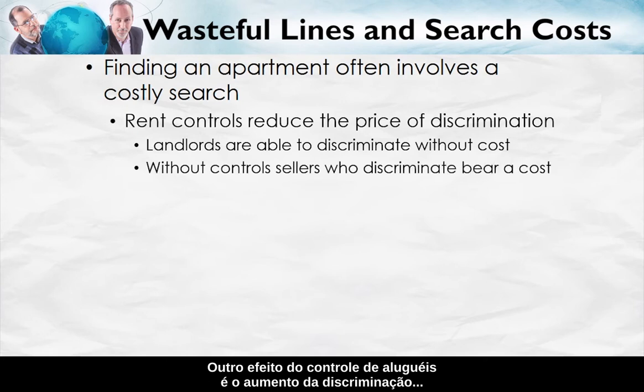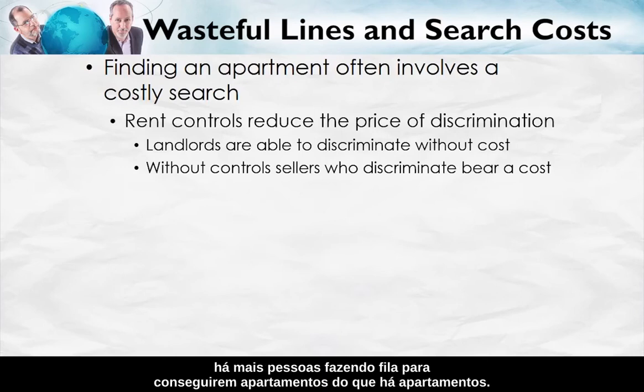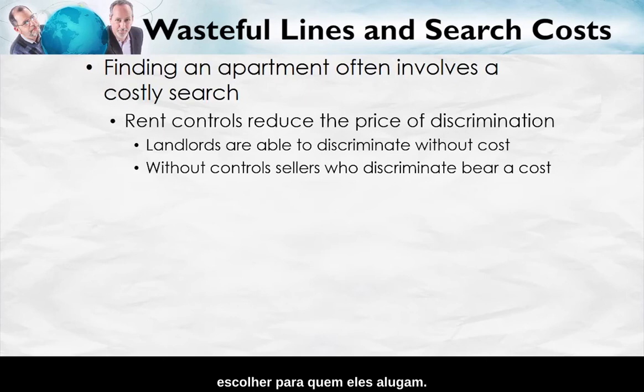Another effect of rent controls is to increase discrimination, because rent controls reduce the price of discrimination. In a free market, landlords might discriminate, but then they pay a price because it's going to take them longer to rent out the apartment. But precisely because the rent control makes the quantity demanded exceed the quantity supplied, there are more people lining up to get apartments than there are apartments. So landlords can more easily or at lower cost pick and choose whom they rent to. Therefore, for minorities or for people with children or for people whom landlords perhaps slightly don't want in their apartment, the cost to them of obtaining apartments is going to be even higher than for the average person.